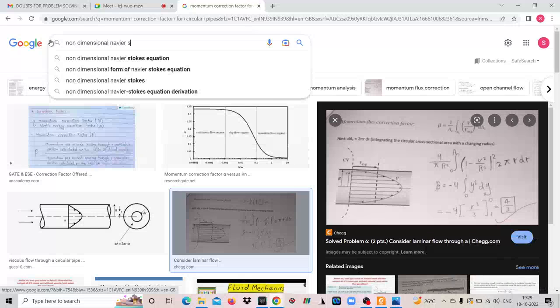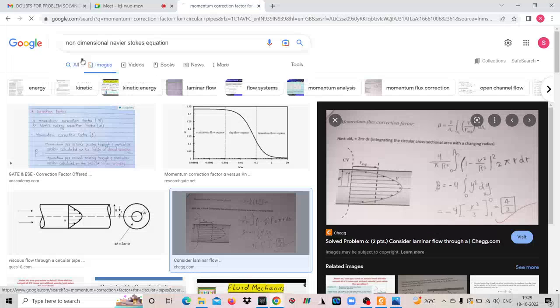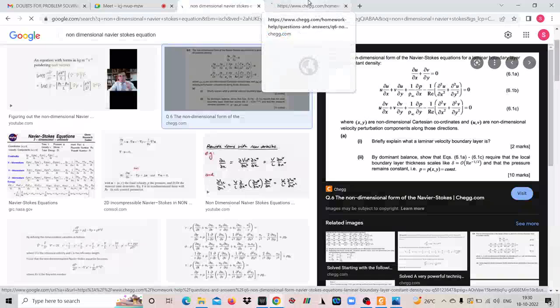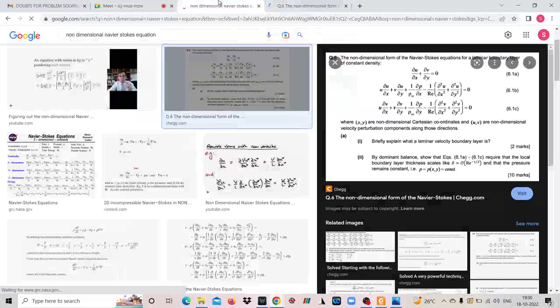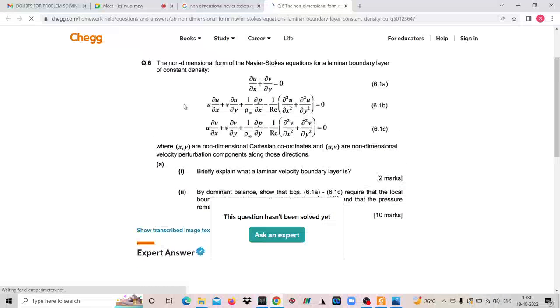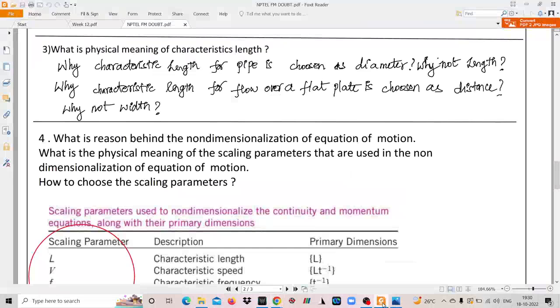Non-dimensional Navier-Stokes equations. So these equations are visible, right? So see, your first question is, what is the reason behind non-dimensionalization of the equation? And your second question is, what is the physical meaning of the scaling parameters?